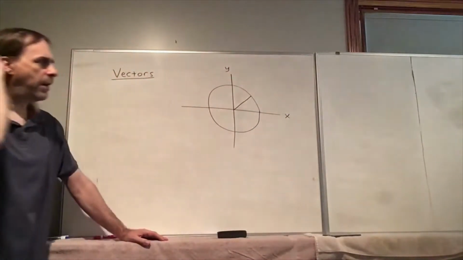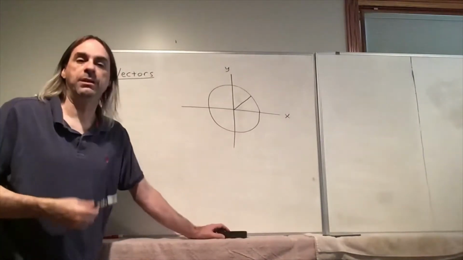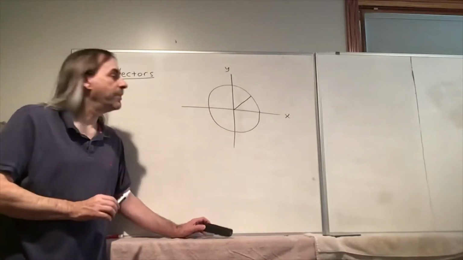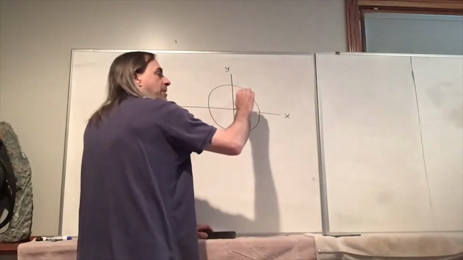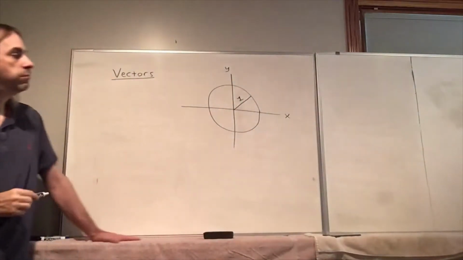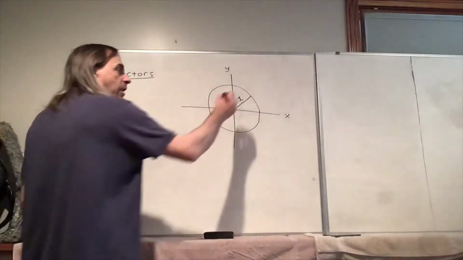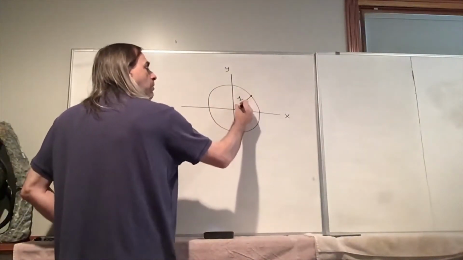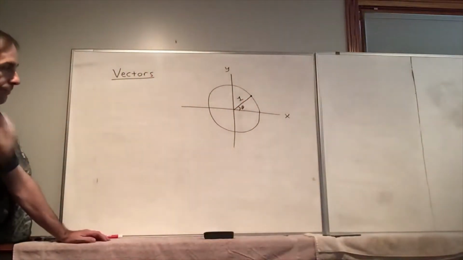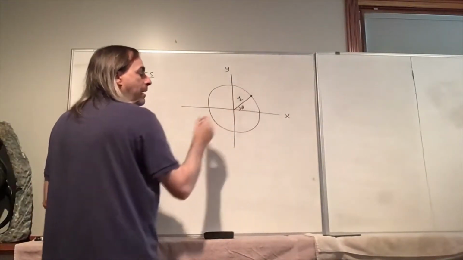So here we have a unit circle. Now, unit in math just means 1. So this is a circle with a radius of 1. In general, you could give it a radius of r, but let's just say it is a radius of 1. And if we look at this point on the unit circle, that makes an angle theta with respect to the x-axis, the coordinates of that point are x, y.